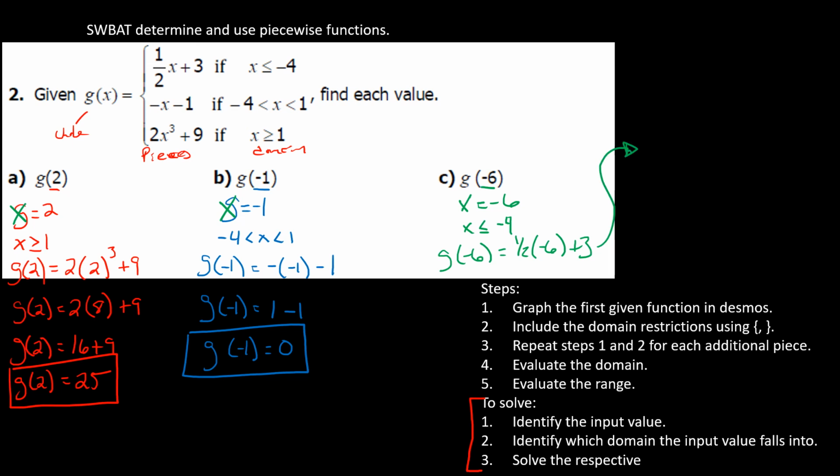We'll continue our work up here just to create more space. So we'll say g of negative 6 equals 1/2 times negative 6, which is negative 3, plus 3. So g of negative 6 is equal to negative 3 plus 3, which is 0.